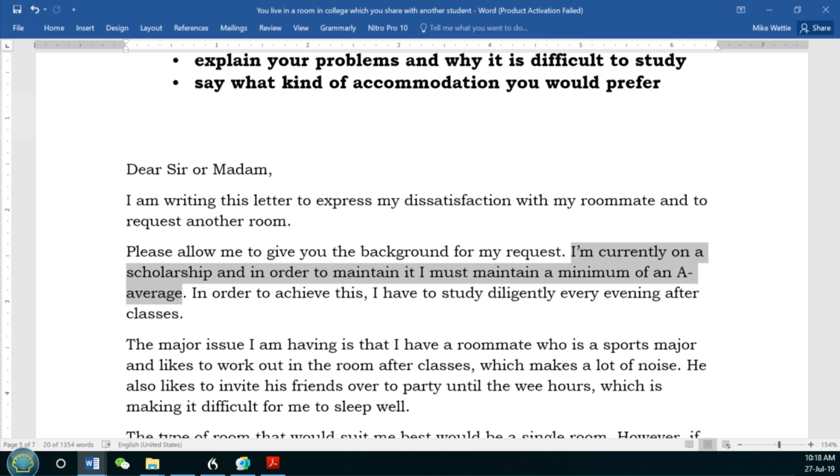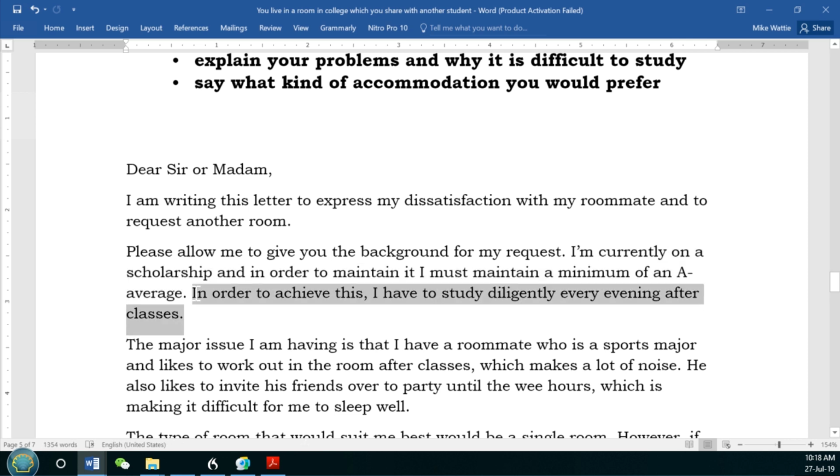Okay, so we're giving the reader basically the reason or the background to the problem that we're going to describe in the next paragraph. In order to achieve this, I have to study diligently every evening after classes. Okay, so we're making it clear to the reader that we have a particular need. We're establishing a particular need. We're giving the situation background for the request and for why the problems that follow are an issue.